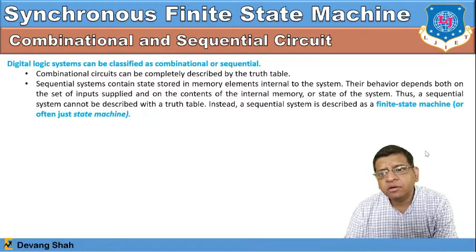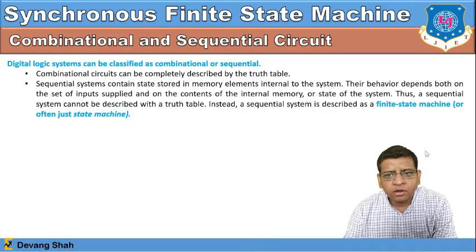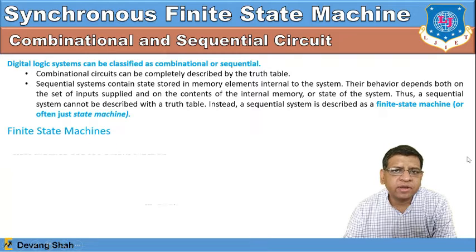the behavior depends both on the set of inputs applied and on the contents of the internal memory, or the state of the system. Thus a sequential system cannot be described with a truth table. Instead, a sequential circuit is described as a finite state machine, or FSM. So let us discuss what this finite state machine is.